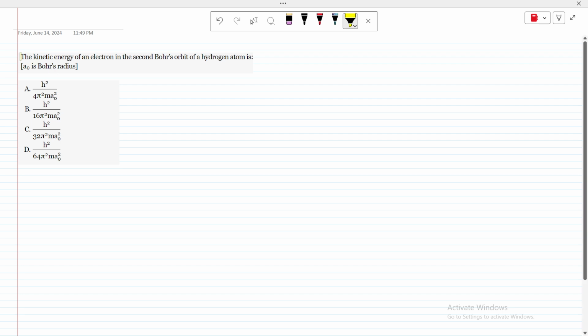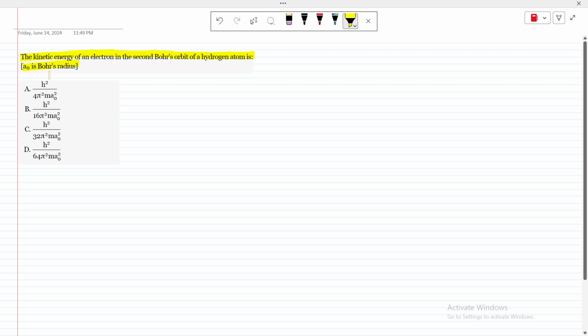Let's see the question. The kinetic energy of an electron in the second orbit of a hydrogen atom is dash, when a naught is Bohr radius. So the question is asking what is the kinetic energy of an electron in the second orbit of a hydrogen atom in Bohr model where a naught is the Bohr radius.